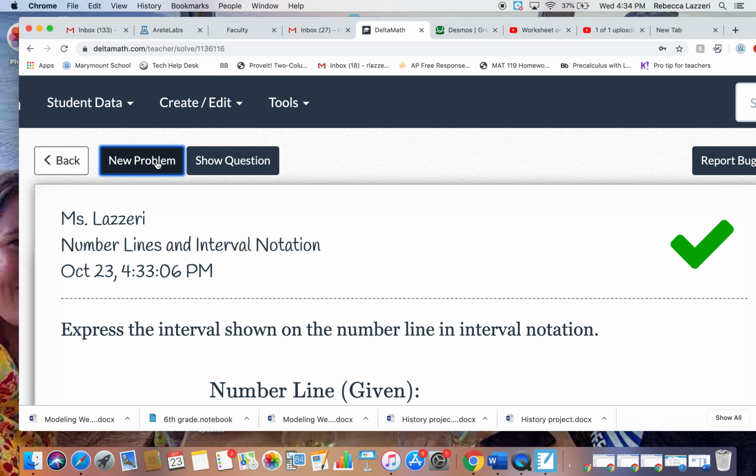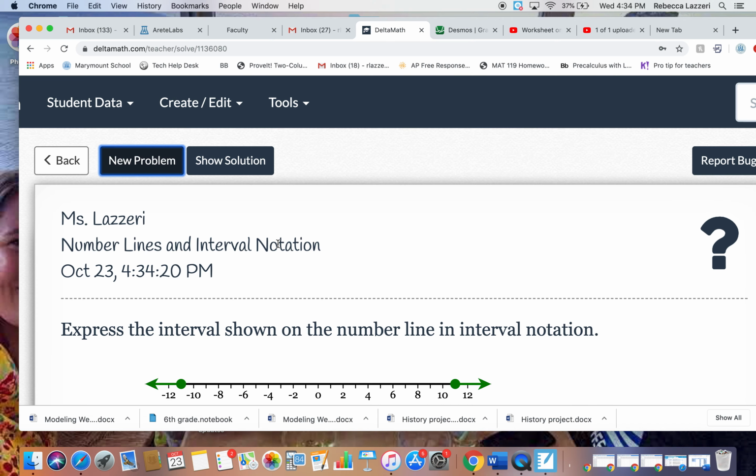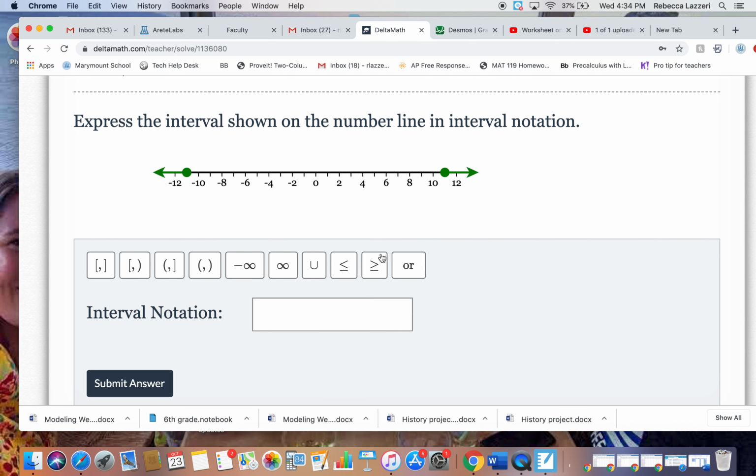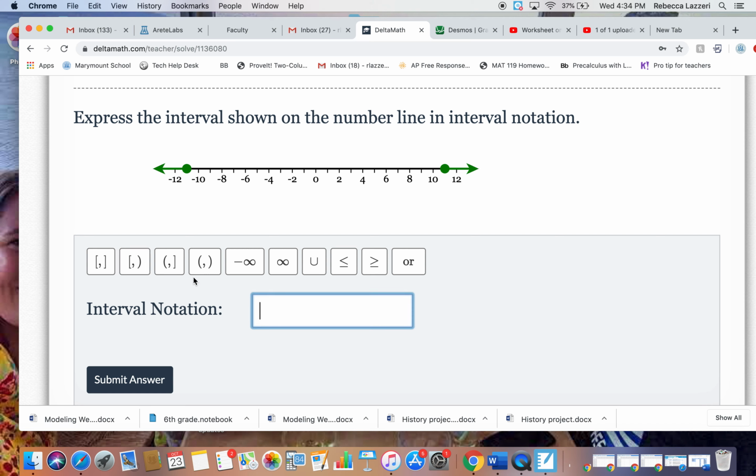So let me find another good example. We'll do a couple more. This one is closed. So I'm coming from negative infinity and I'm stopping at negative 11. So I'm going to do this. Negative infinity, because I don't include infinity. When I get to negative 11, I stop and it's closed, so I'll put a bracket.